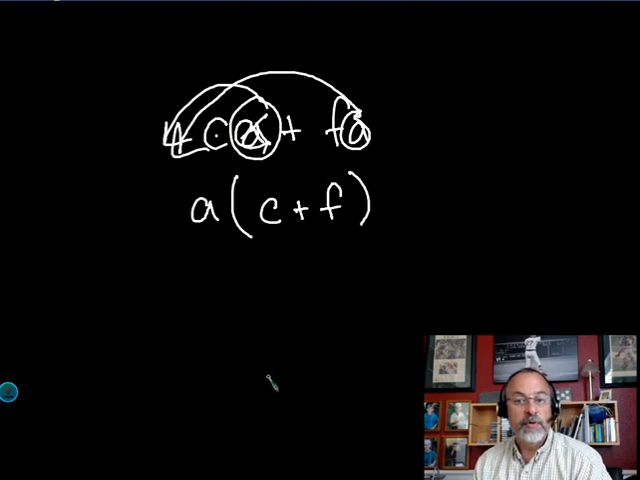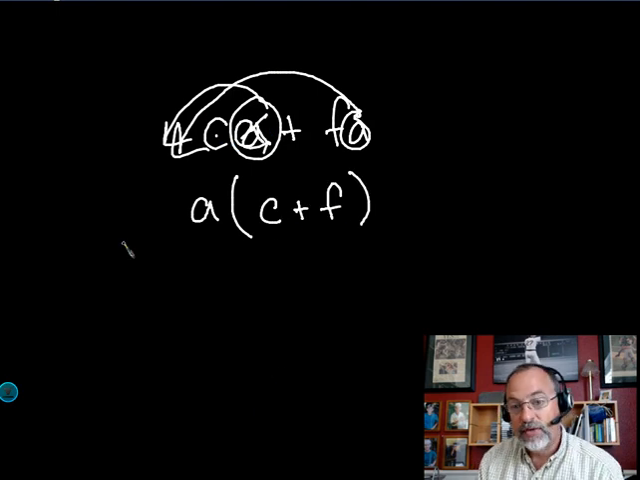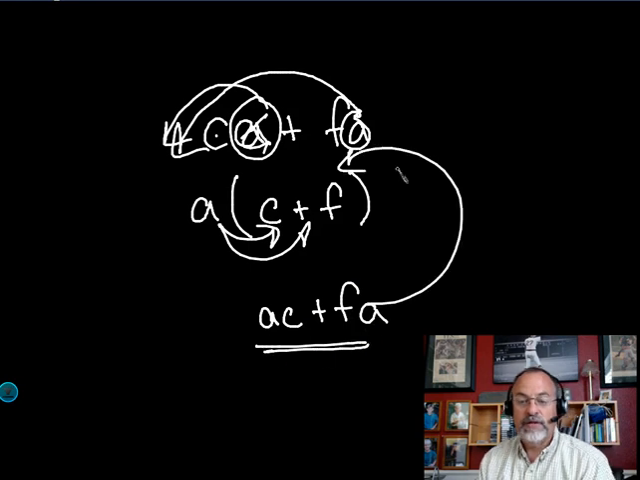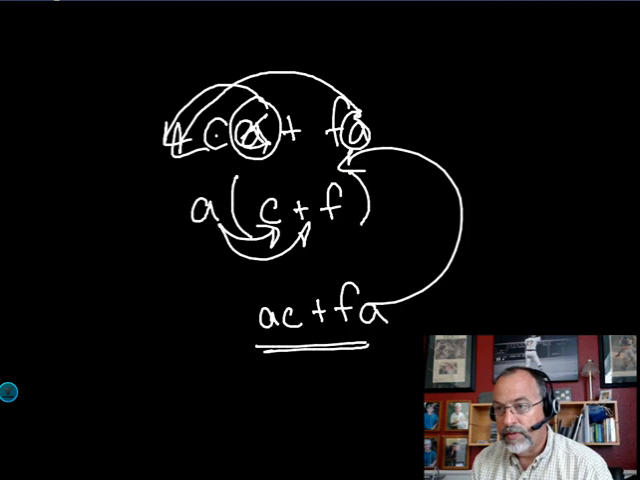That's the distributive property in reverse, because if I actually did the distributive property now, A times C, AC, A times F, FA, I have exactly what I started with here. Okay, so you're going to have to do that distributive property in reverse when we do it.